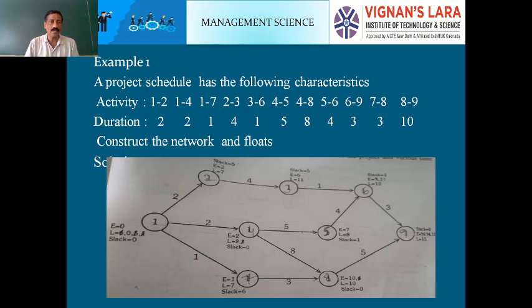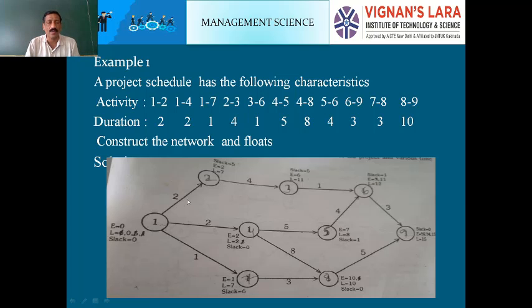This is a problem. A project schedule has the following characteristics. Activities: 1-2, 1-4, 1-7, 2-3, 3-4, 4-5, 4-8, 5-6, 6-9, 7-8, 8-9. Durations in weeks or months: 2, 2, 1, 4, 1, 5, 8, 4, 3, 3, 10. Construct the network diagram and calculate floats.